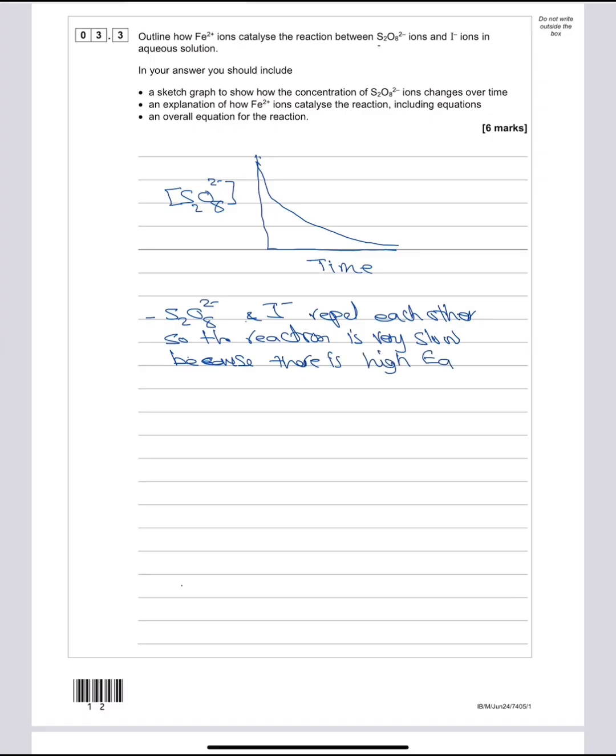And then why is the iron used as a catalyst? So the iron 2 plus can attract the S2O8 2 minus because they are oppositely charged, and that lowers the activation energy. And then you also have to refer to the fact that the iron has a variable oxidation state, or the iron is going to be oxidized, the iron 2 into iron 3.